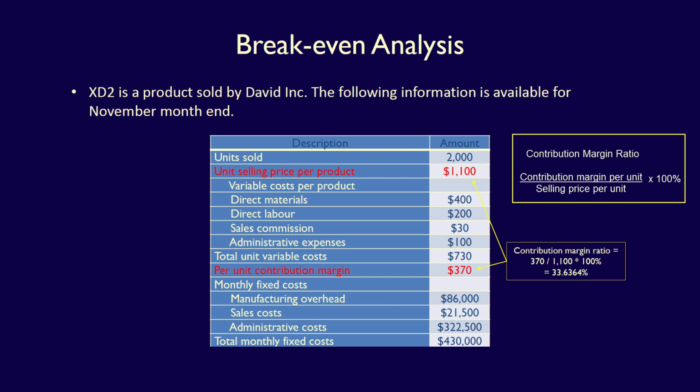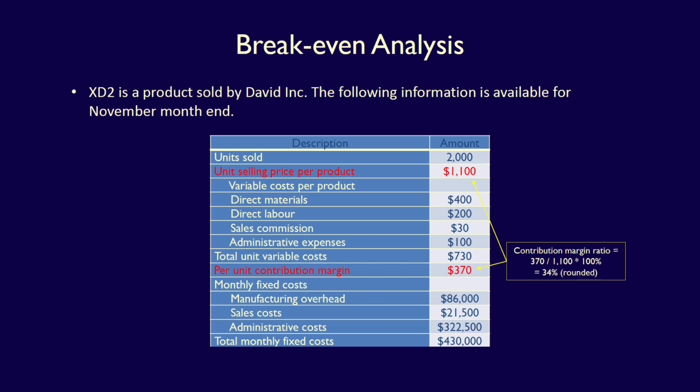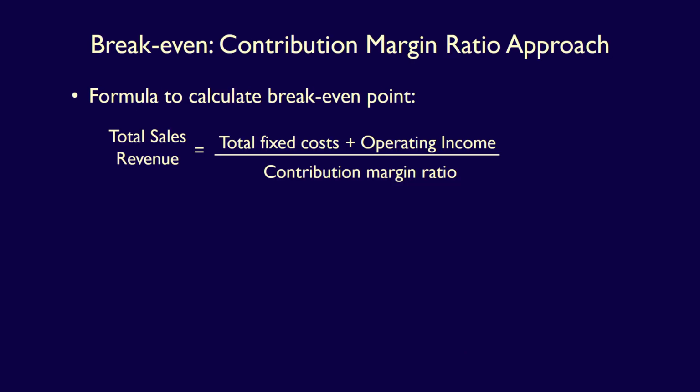$370 divided by $1,100 multiplied by 100% is equal to 33.6364%. If we round that, we see that the contribution margin ratio is equal to 34%. Note that we could have also rounded to 2 decimal places, in which case we would have used 33.64%. But for simplicity's sake, we're simply going to use 34%. We can now apply that to our formula.